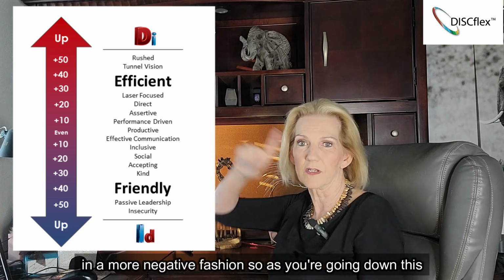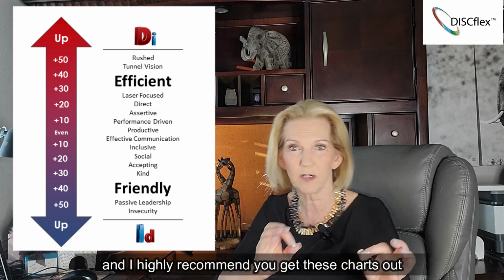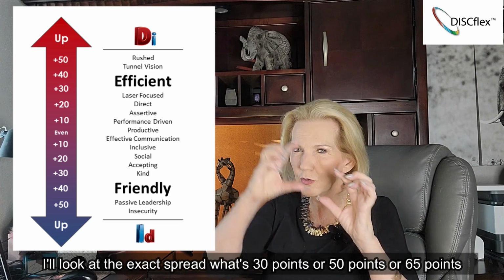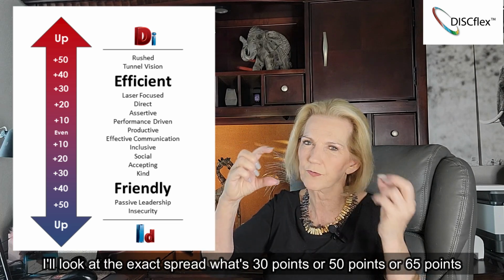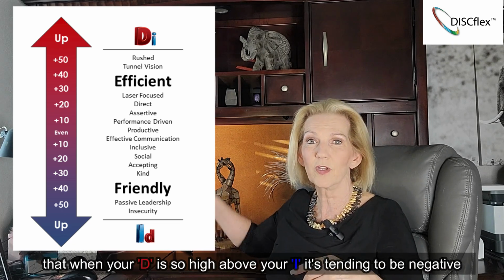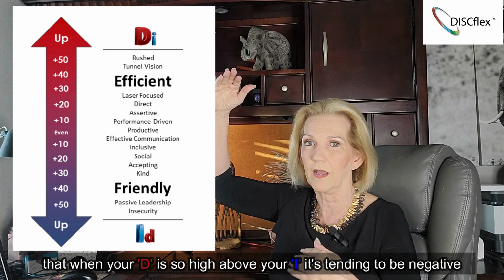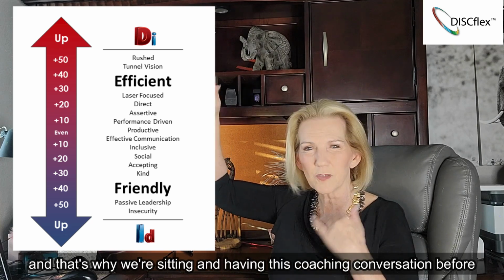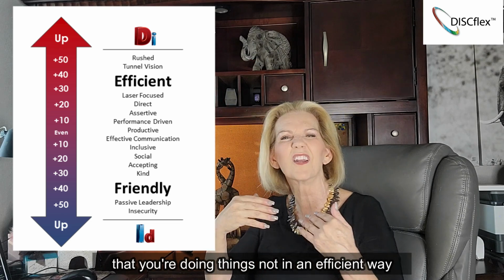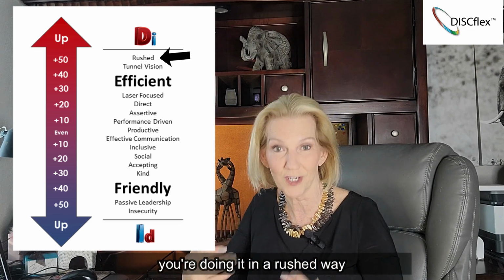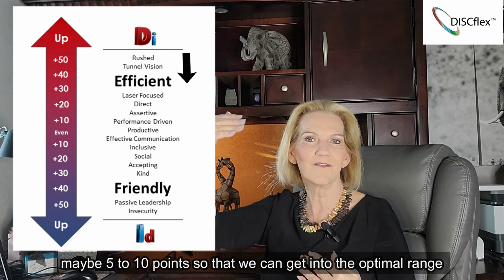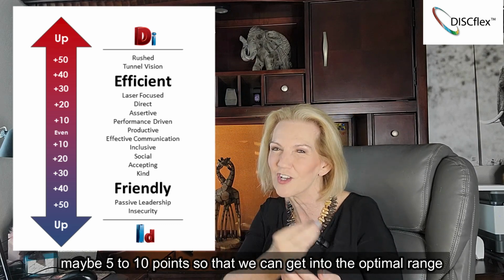So as you're going down this, I highly recommend you get these charts out and really look at this graph. And when I'm coaching people, I'll look at the exact spread, whether it's 30 points or 50 points or 65 points, whatever it is, and I'll say, this is what this means. That when your D is so high above your I, it's tending to be negative, and that's why we're having this coaching conversation, that you're doing things not in an efficient way, you're doing it in a rushed way. So we need to bring that D down a little bit, maybe 5 to 10 points, so that we can get into the optimal range.